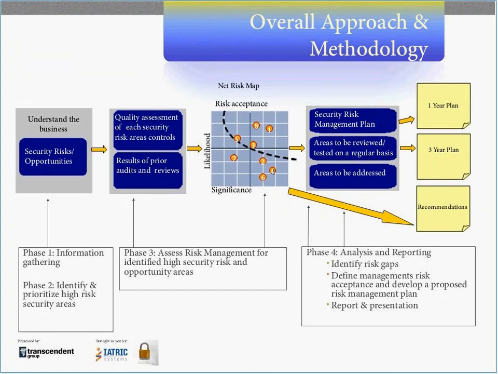In the second phase, you identify and prioritize your high-risk security areas. You have interviews with key stakeholders, sit down and document the different risks, and prioritize them with your key stakeholders. In phase 3, we assess the current risk management, what controls we have, and the quality of the controls. And finally, in phase 4, we define our risk gaps, define areas we need to address, and the overall security risk management plan.